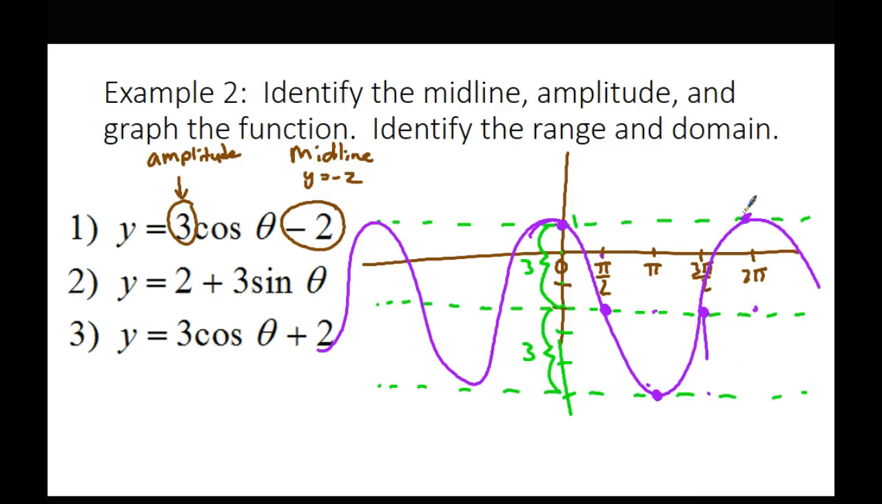Is this for cosine? Yeah, and that's actually true for sine as well. But the only difference is where it starts. Sine starts at the midline, and then it goes over and up and down, whereas cosine starts at the max. But everything else is the same.